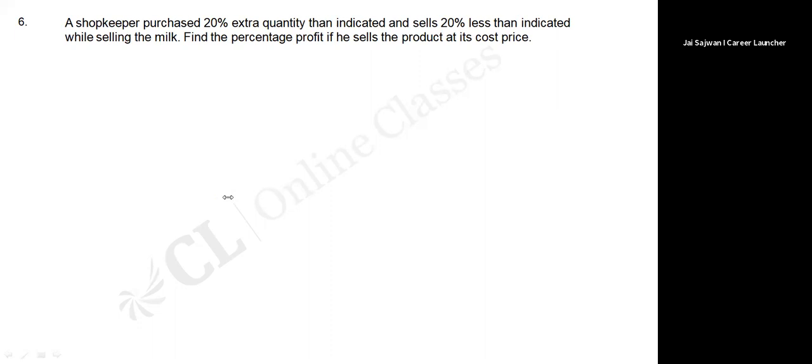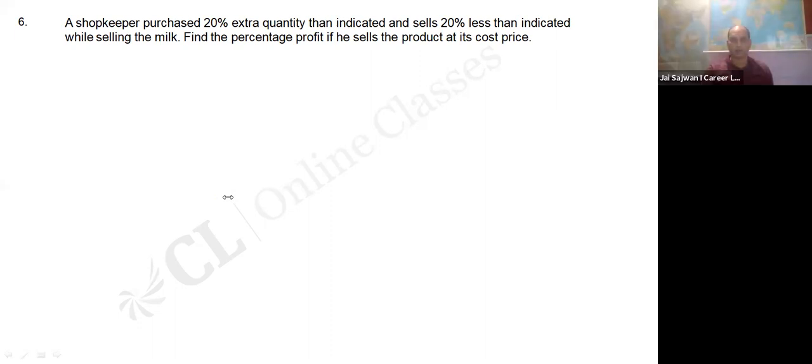No, Pulkit. Okay, here I go. Please see here. A shopkeeper purchased 20% extra quantity than indicated. So he went to purchase 100 kg, but he bought 20 kg extra. खरीदते हुए 20% extra मार दिया. And while selling, he is supposed to sell 100 kg, but he is selling only 80 kg. Fine. So what is while selling the milk? That is what is given. The percentage profit, if he is selling it at cost price.